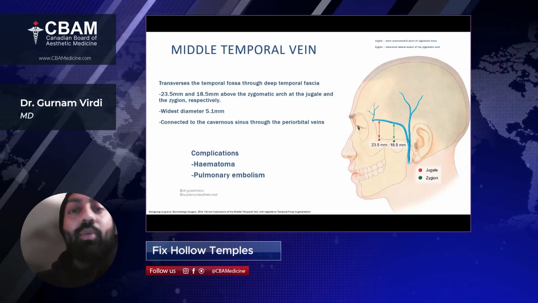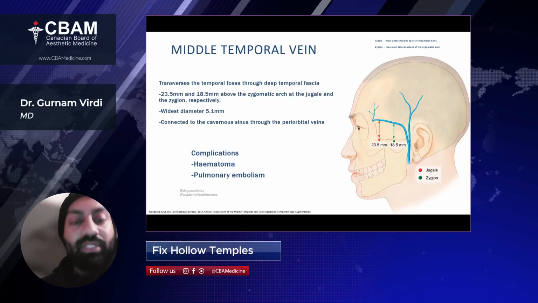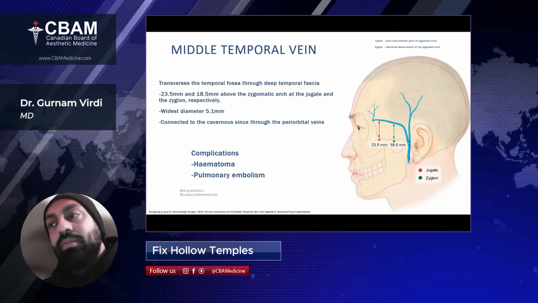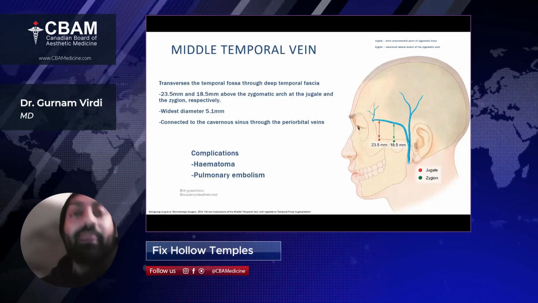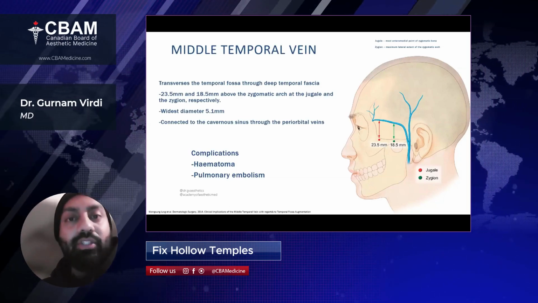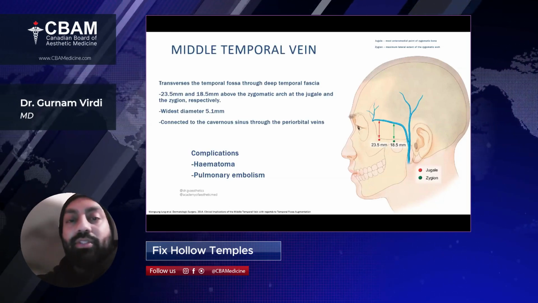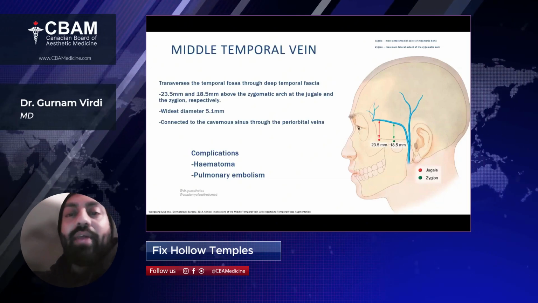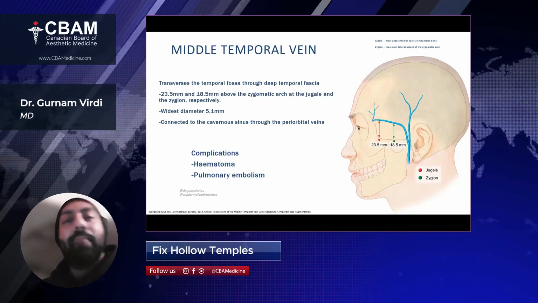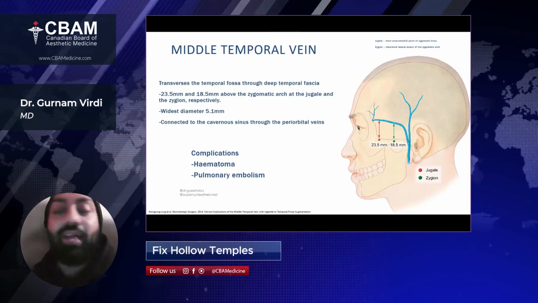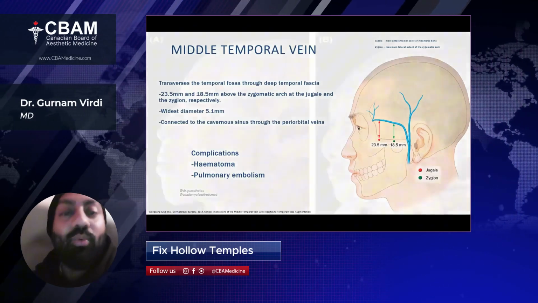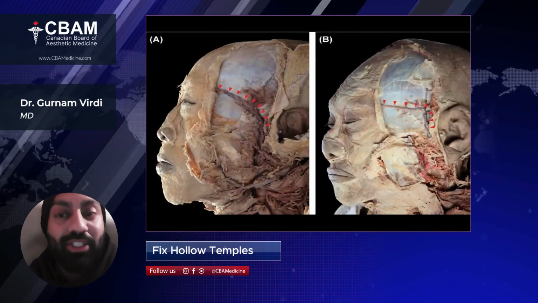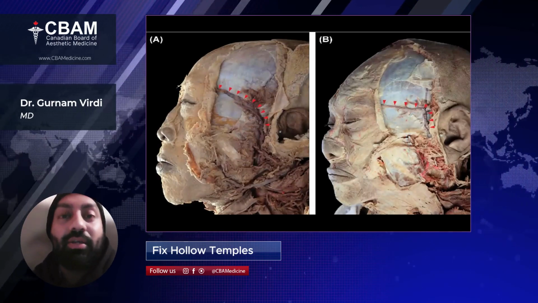Worst case scenario, there will be retrograde flow into the pulmonary system, and this could cause, well, a PE and eventually kill the patient, which has been documented. So just something to be aware of where this will run. Now, this is why the temporal region is very high risk, because the next few slides will show you, and hopefully then you can appreciate the anatomical variation.